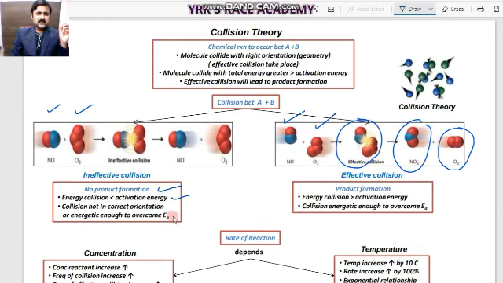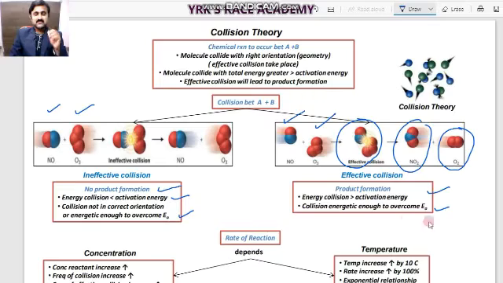And another thing is that the collision is not energetic enough to overcome the activation energy. That means if the collision is not in the correct orientation, then what will happen? Product won't come, or it is not energetic enough to overcome activation energy. So these are the difficulties in the case of ineffective collision. What about the effective collision case? Effective collision means a product-forming collision, that means the energy of collision will be greater than the activation energy, a collision energetic enough to overcome activation energy.